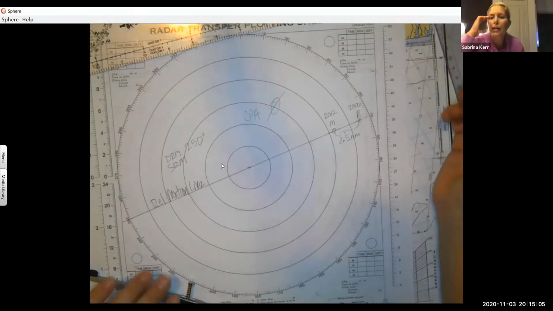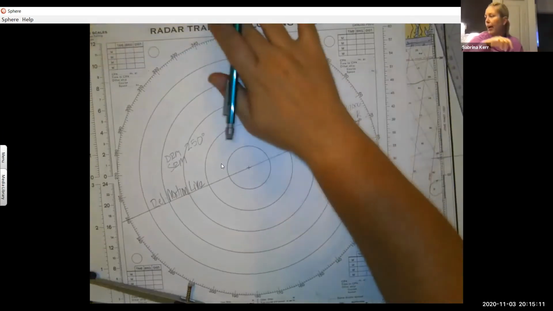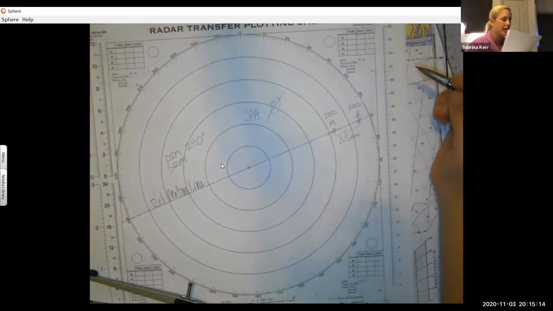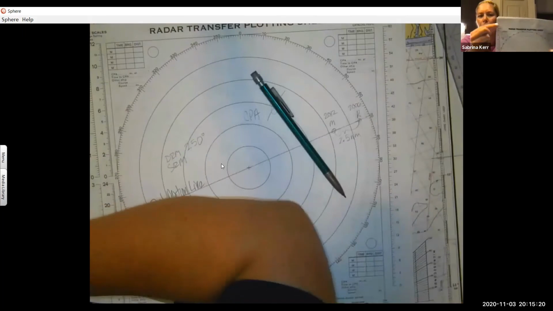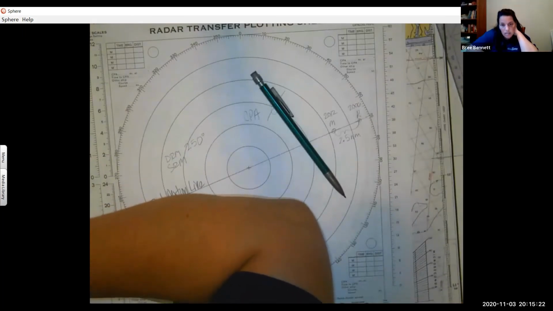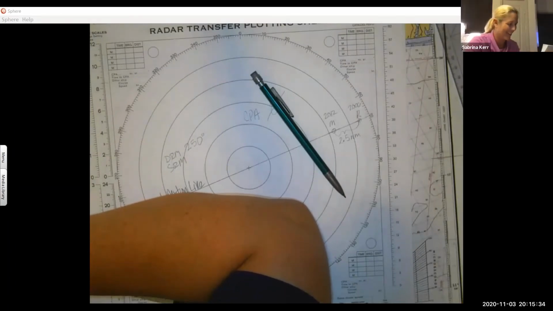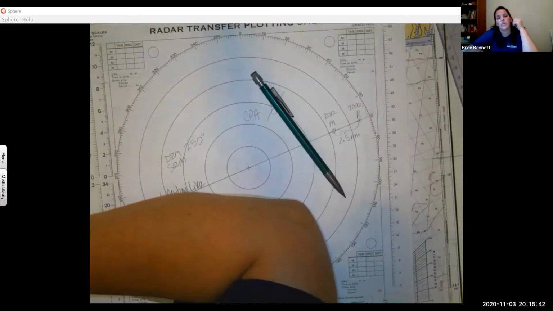How come you know it's that scale? Sorry to interrupt. The scale on the left where you got the 2.5, the radar transfer plotting sheet that I just printed does not have that second scale. It only has one row. Let me look at it real quick. Or maybe mine cut it off. Who knows? Oh, maybe it's below. No, I don't know. Okay, so it cut it off a little bit.